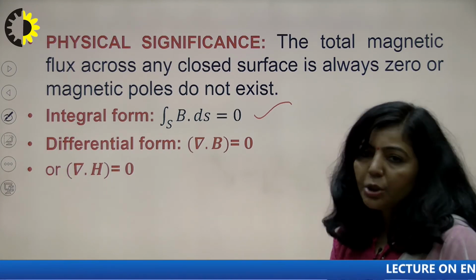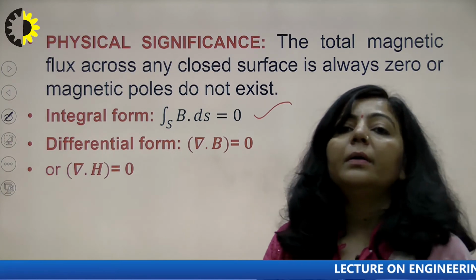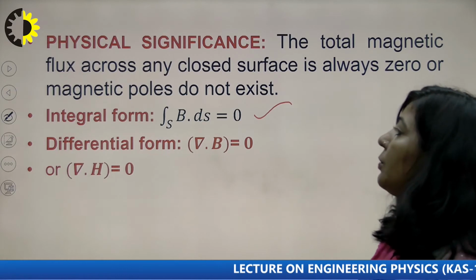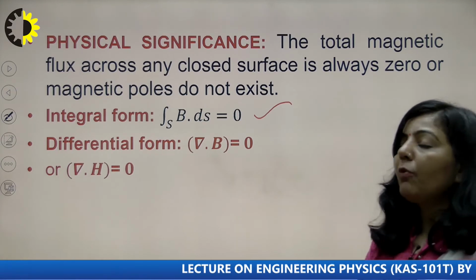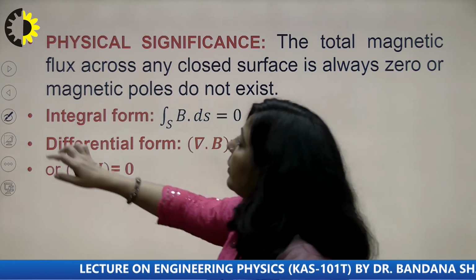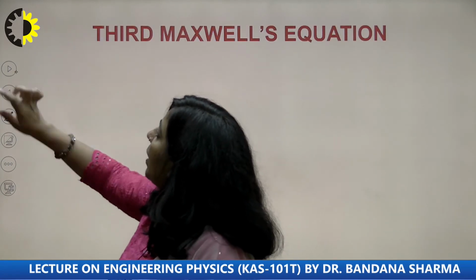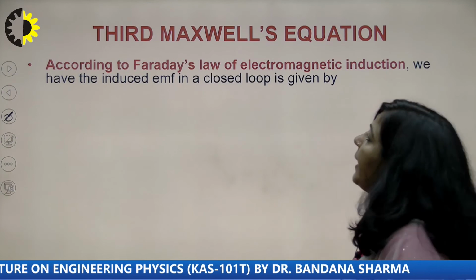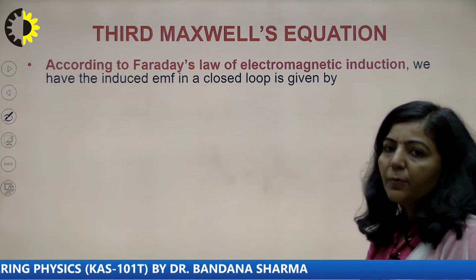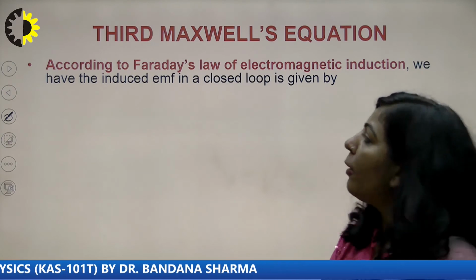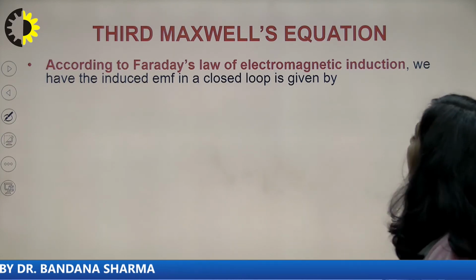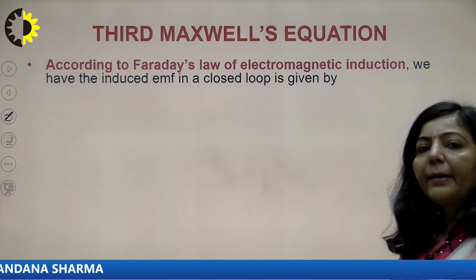So the first equation, as you have seen there, is derived from Gauss law in electrostatics. The second equation, you have seen, is derived from Gauss law in magnetostatics. Now the next one is your third Maxwell equation. The first question is where you are getting this equation from. Actually your third Maxwell equation is a differential form of Faraday's law of electromagnetic induction. Clear? So what is Faraday's law of electromagnetic induction?